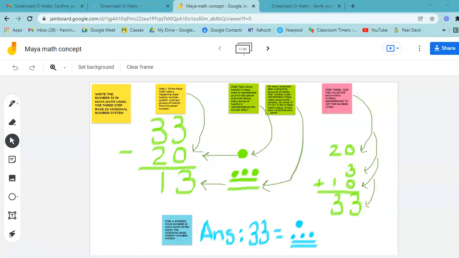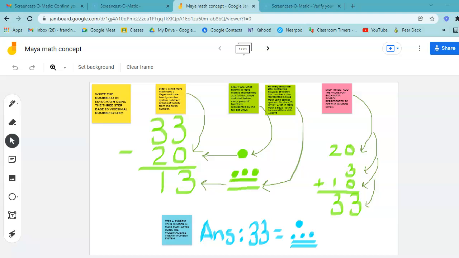This short video tutorial will show you a 4-step approach that can be used to express numbers from 1 to 100 in Maya mathematics using the Vigesimal or base 20 number system. In this video, 3 examples will be shown with its level of difficulty.